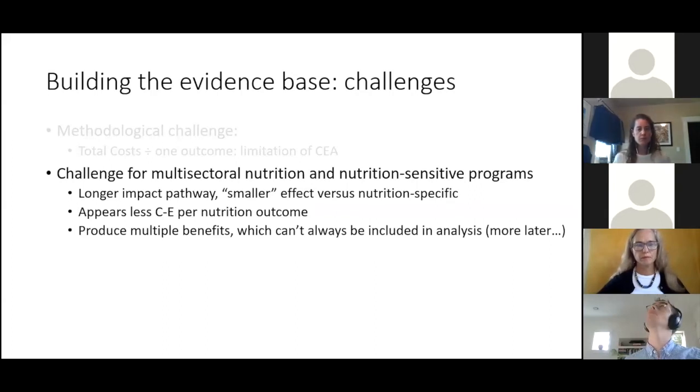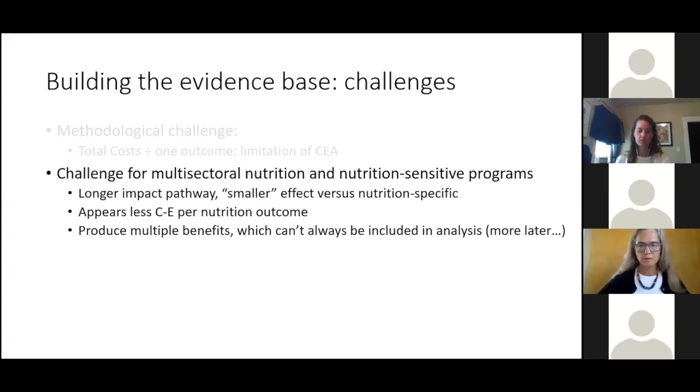But here we have a challenge for multisectoral nutrition and nutrition-sensitive programs, because there's a longer impact pathway in these programs between our activities and the nutrition outcomes. And there's often a smaller effect on these outcomes compared to nutrition-specific programs, for example. And so therefore, these programs appear less cost-effective per nutrition outcome. And that's all to say that these programs actually produce multiple benefits. They just can't really be included in economic analysis in a systematic way, and we'll discuss this more later.